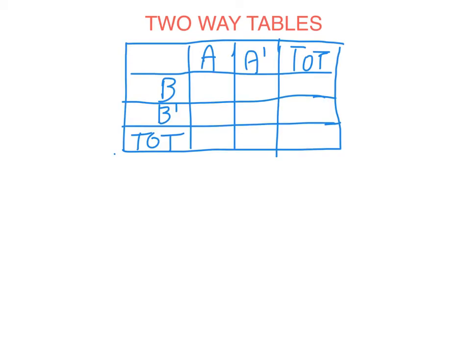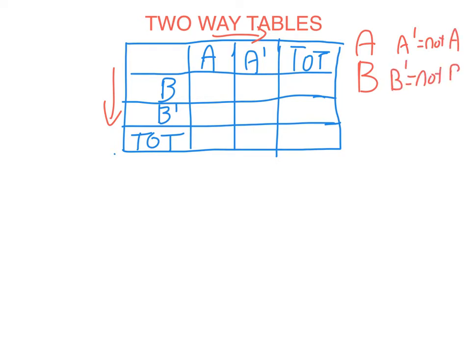The reason it's a two-way table is that we have one way, two ways. We have two categories. So we have category A here. A could be whatever we want. It could be the number of people that play soccer. B is another category. It can be whatever we want. Number of people that play footy or whatever. Remember, of course, that A dash means not A, so things that are not in that category. And obviously B dash means they're not in category B.